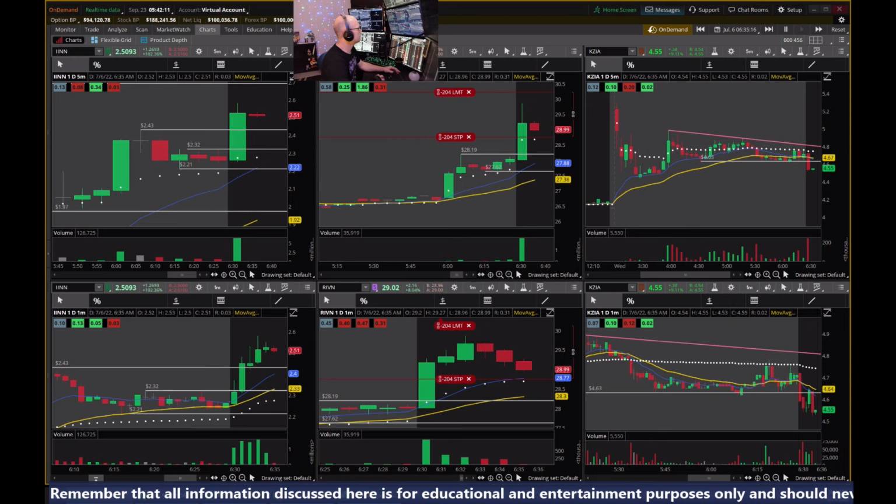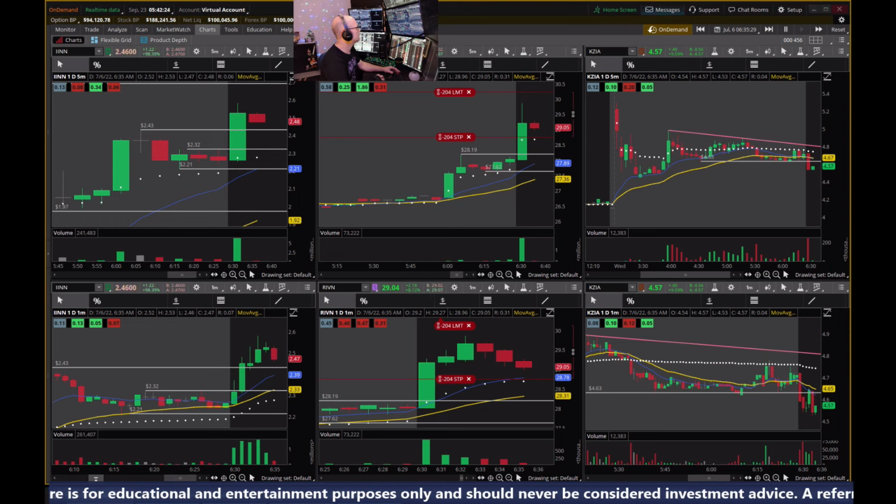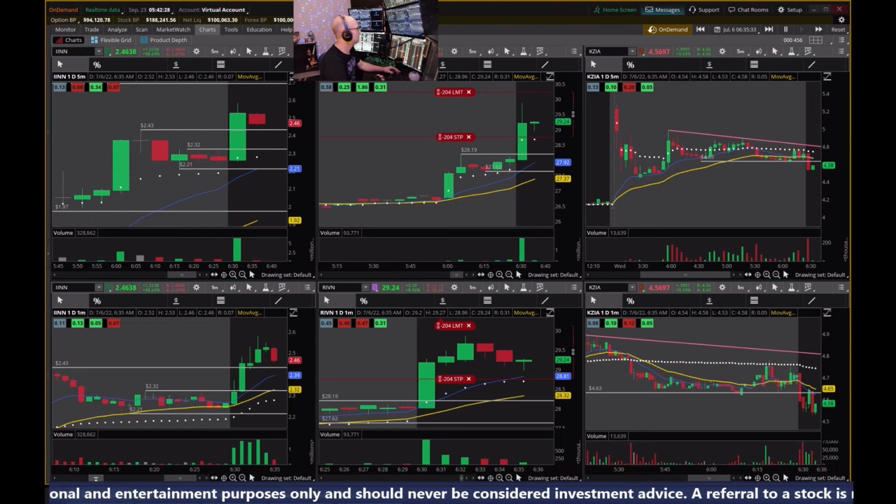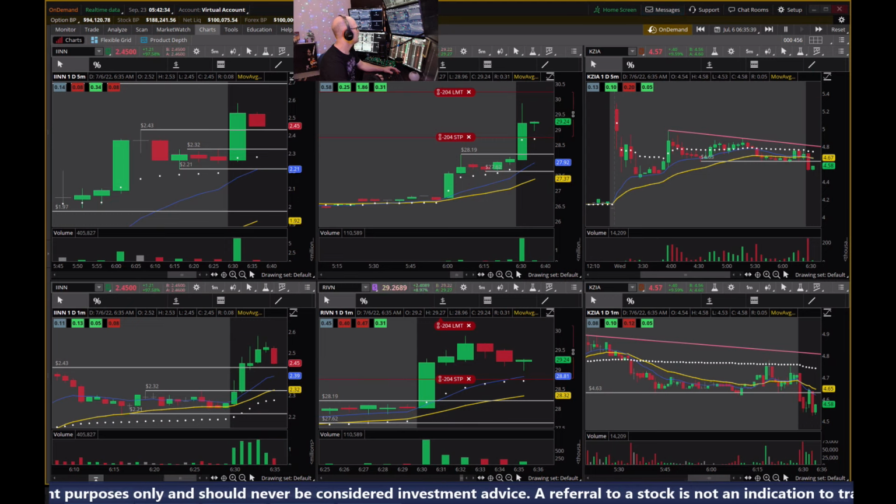Now the question is here on RIVN, do I want to add when that comes down? It's likely I'll get stopped out, but do I want to add even after getting stopped out, knowing that it could keep dropping? There isn't a good support level till 28.19. Well, there's the VWAP. That is true. There's the VWAP. And IINN.